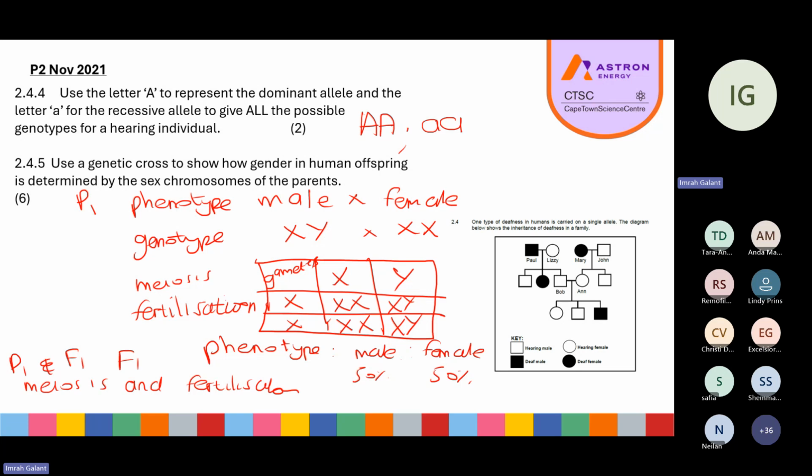Again, I'm just going to go through the marks that you will get for writing all these things down. When you mention your phenotype, female and male, it's 1 mark. Genotype is another mark. Mentioning your gametes is 1 other mark. Mentioning the phenotype of the F1 generation is another mark, and simply writing down P1 and F1, as well as meiosis and fertilization, is another mark. So that is how you get your 6 marks.